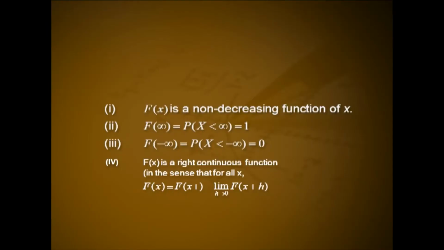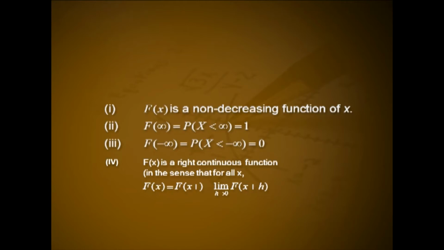Number 1, capital F of x is a non-decreasing function of x. Number 2, capital F of infinity, that is equal to P of capital X less than infinity, is equal to 1. Number 3, capital F of minus infinity, that is equal to P of capital X less than minus infinity, is 0. Number 4, capital F of x is a right continuous function in the sense that for all x, capital F of x is equal to capital F of x plus, that is equal to limit h tends to 0 of capital F of x plus h.